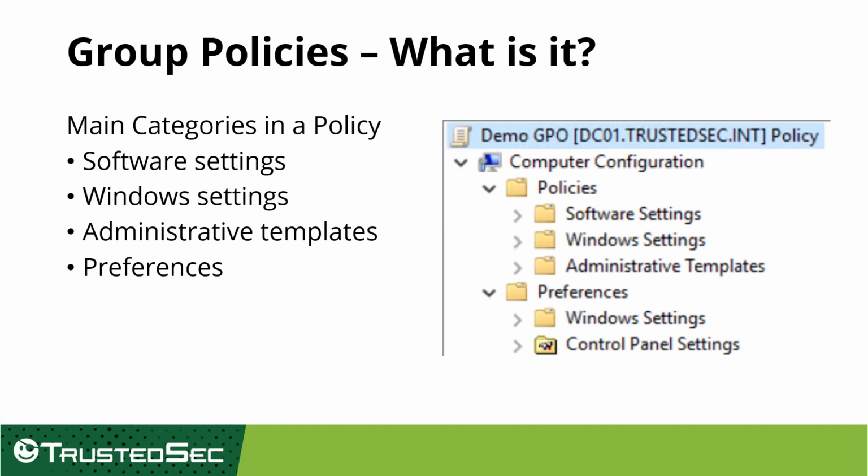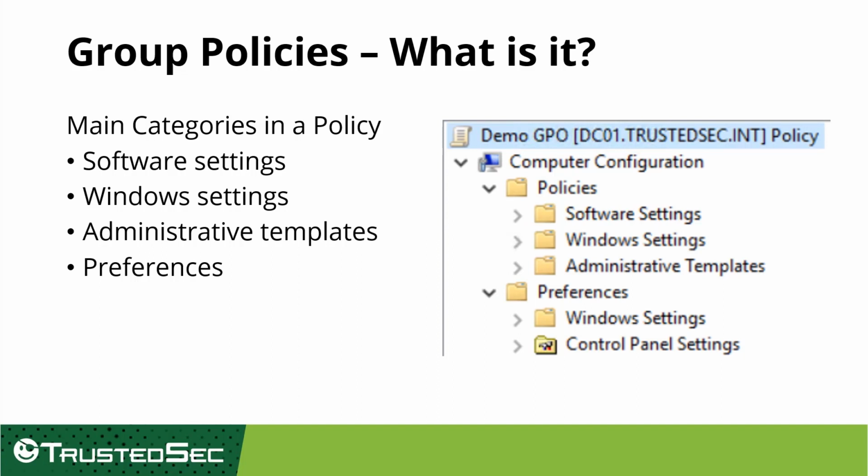There are several categories within a policy. Software settings are mostly used when you are deploying software using a group policy object. Windows settings are primarily core Windows settings, such as Windows security settings, event logging, configuration of services, startup and shutdown scripts, and even more.